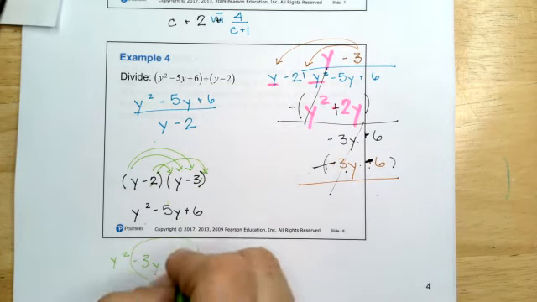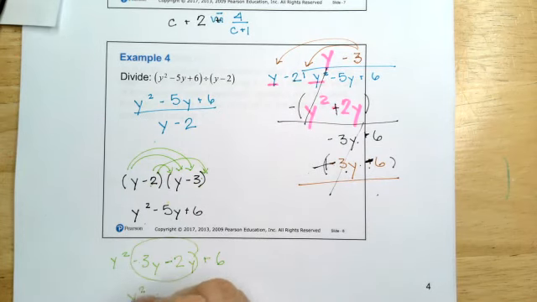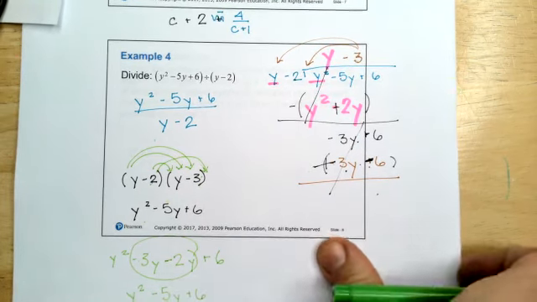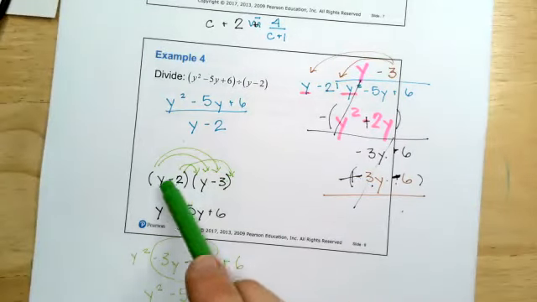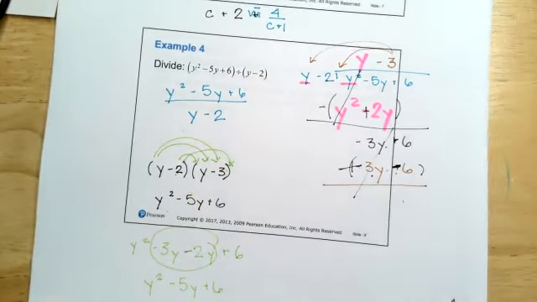You can combine these two because they are like terms, and you get y squared minus 5y plus 6. Good, which is what you started with. So if you have no remainder, you can take those two terms and multiply them and see if you get back to your original answer.